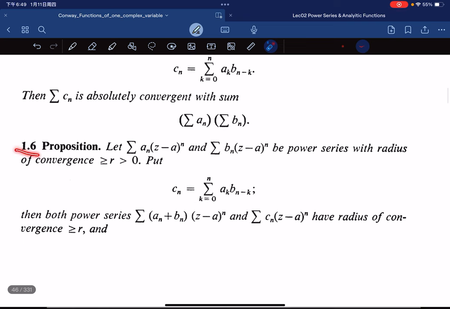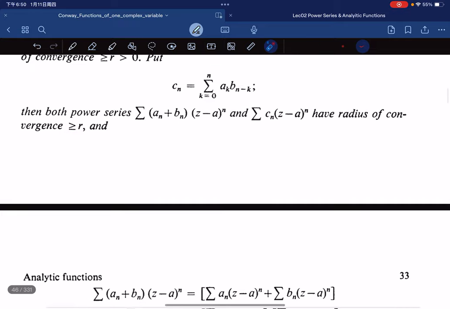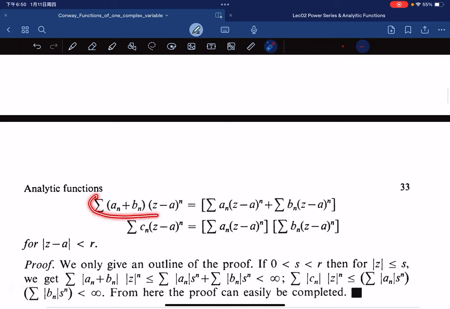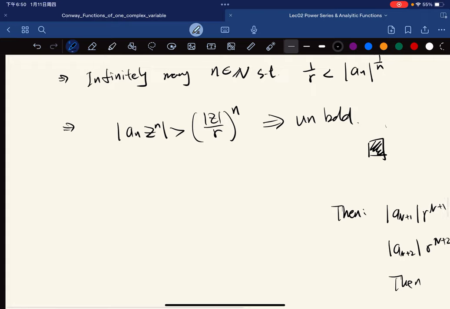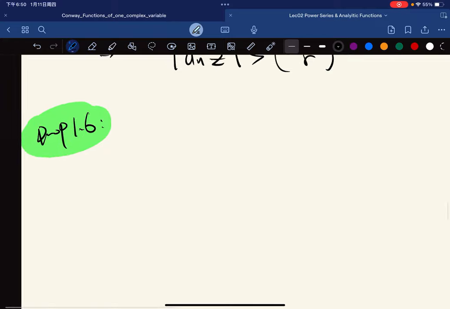Now 1.6 says that we have these two power series. Notice that they're all about a, right? With radius of convergence that is greater than some real r. We put c_n to be defined like the Cauchy product. Then the sum, and this product, has radius of convergence also greater than r. And we have this is equal to the sum, and this is equal to the product for |z minus a| less than r. So this is proposition 1.6. Right?